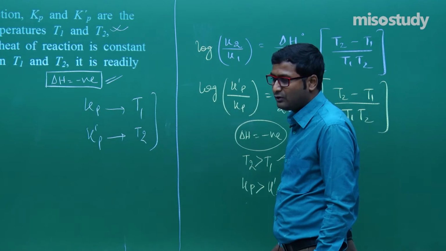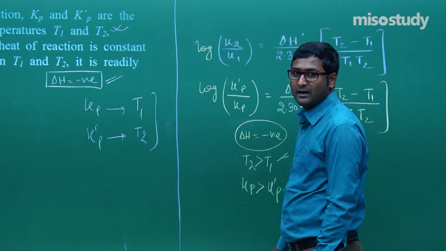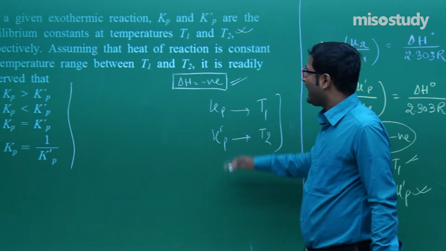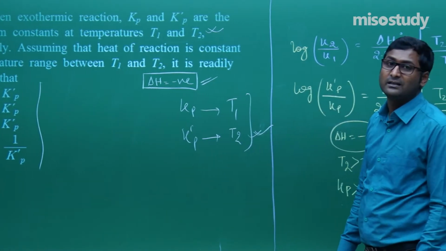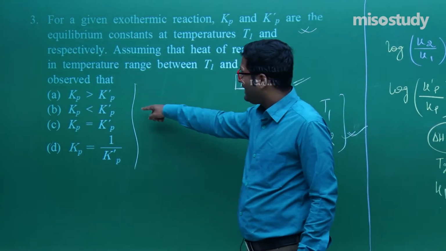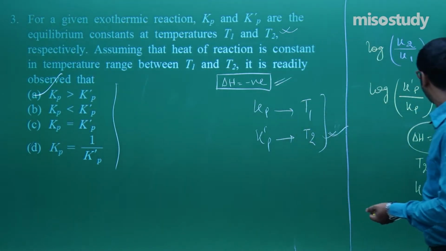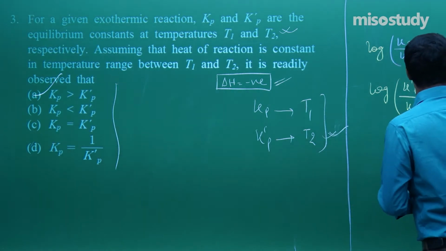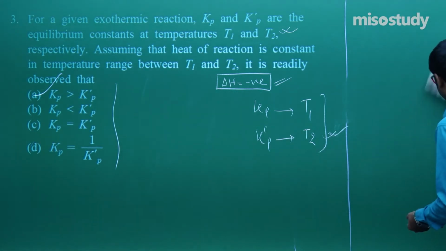As we know, in case of an exothermic process, delta H is negative, and if there is a rise in temperature, then that is not a favorable situation. So the order in this case is option A, that is Kp is greater than K dash P. Now I am going to rub this part and will discuss the next question.